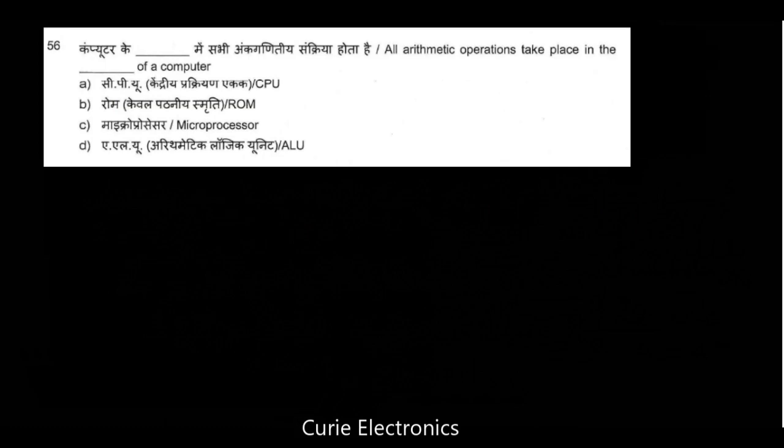Question number 56. All arithmetic operations can take place in the dash of a computer, that is ALU. ALU means arithmetic logic unit. All arithmetic operations are done by ALU.